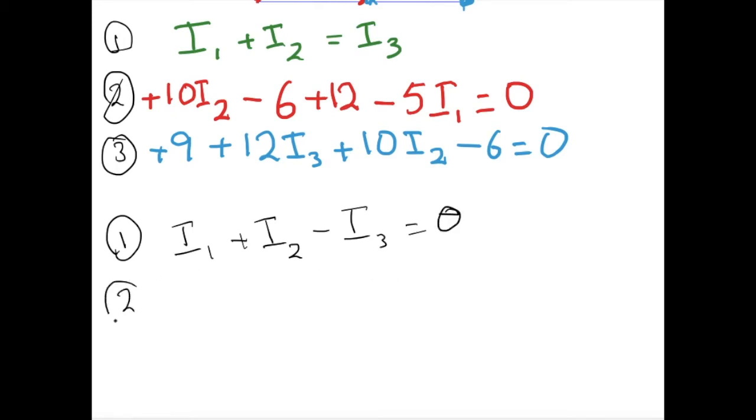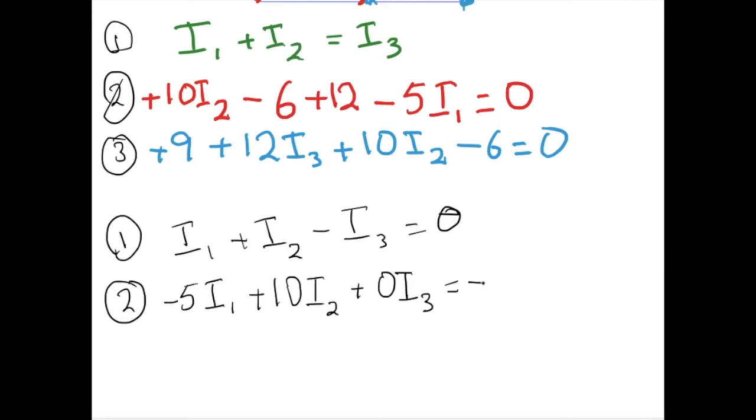My second equation, I have a minus 5 I1, I have a 10 I2, I will still write the I3 term because I want to be able to see its coefficient. Obviously, I have 0 I3 term in there. And on this side, this minus 6 plus 12 makes a plus 6. Moving to the other side, that is a minus 6.